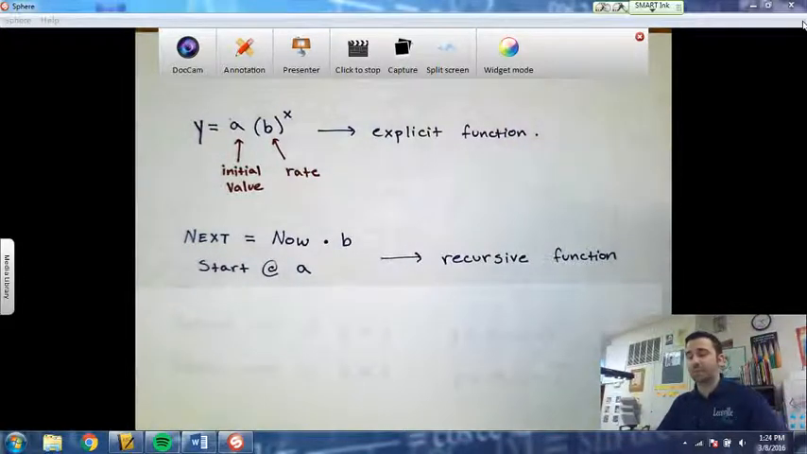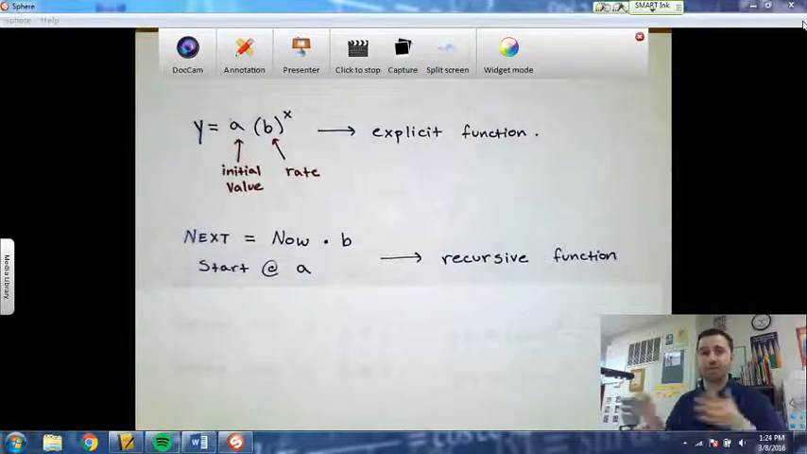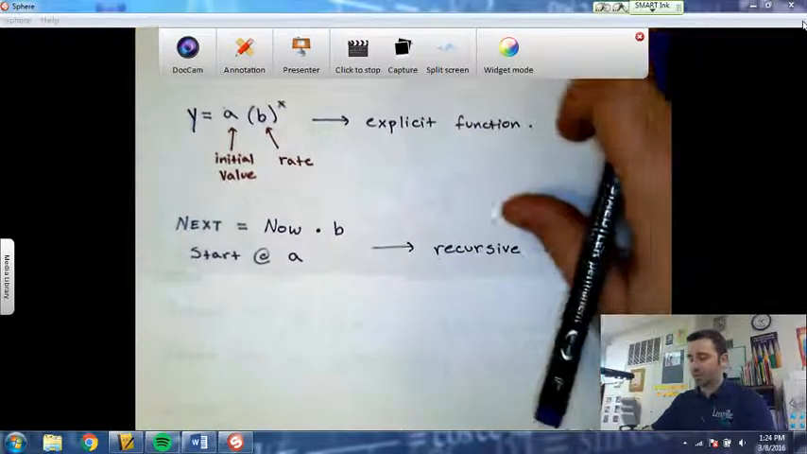Whereas explicit form can help me predict terms way out into the future. As long as I have an initial value and then a rate, I can figure out the 100th term. Whereas with recursive, we'd have to go through 99 different iterations to find that. So there are some disadvantages and advantages of using both. What we're going to look at is the explicit form of an exponential equation.